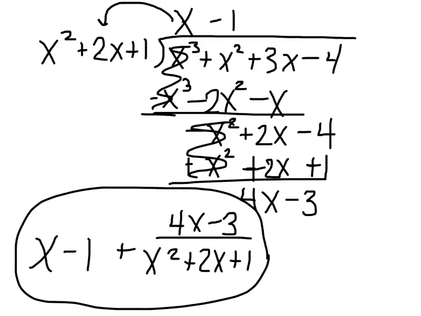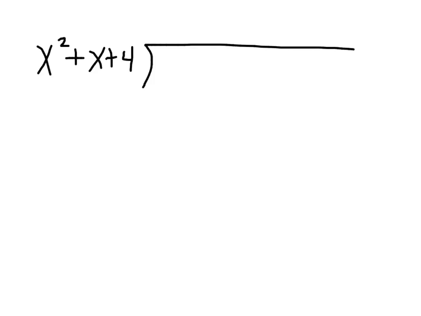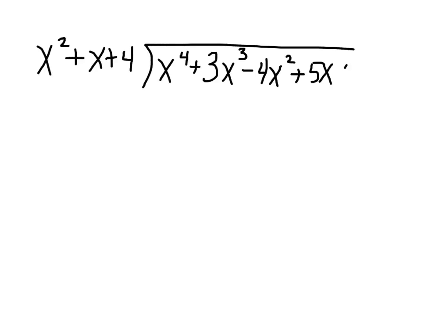Can I long divide it or synthetic divide it? Long? Why? Yeah, the divisor's too big again. Shoot, huh? So x squared plus x plus 4. X to the fourth plus 3x to the third's going in there, minus 4x squared plus 5x plus 3.